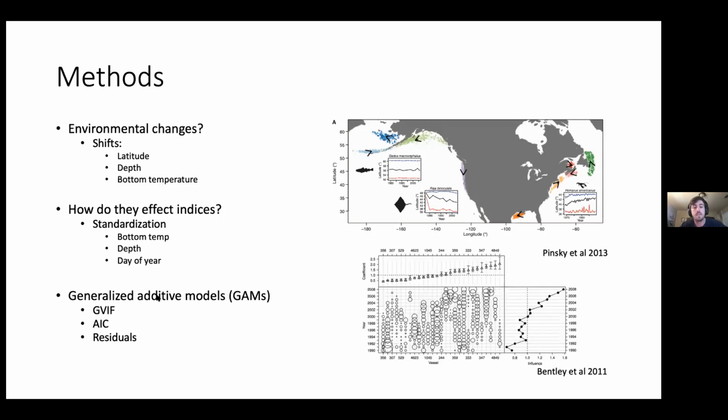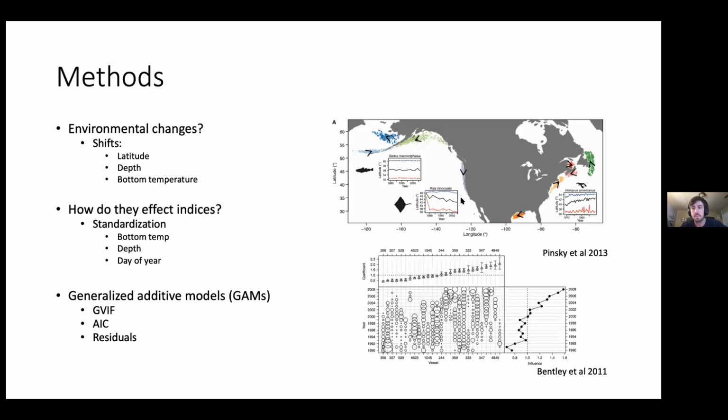And then for these models, I followed standard procedures. So looking to see if any of the covariates were collinear, which was not the case, which I thought might've been occurring for bottom temperature and depth. And then also did typical model selection using AIC and deviance explained, and then looked at some typical diagnostics looking at the residuals. And these two papers here on the right are actually really great.